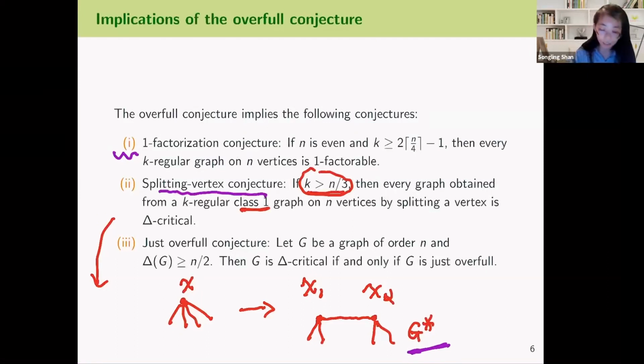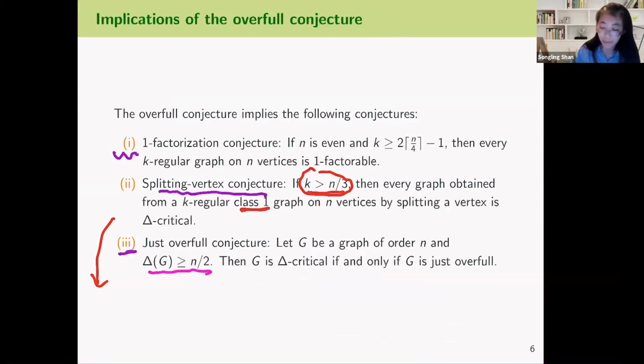And another conjecture is the just overfull conjecture. This conjecture says that if G is a graph of order n, and we require that the maximum degree is at least n over 2, then G is Δ-critical if and only if G is just overfull. So the implication: if the overfull conjecture is true, then the just overfull conjecture is true. And the implication here is pretty simple to argue.